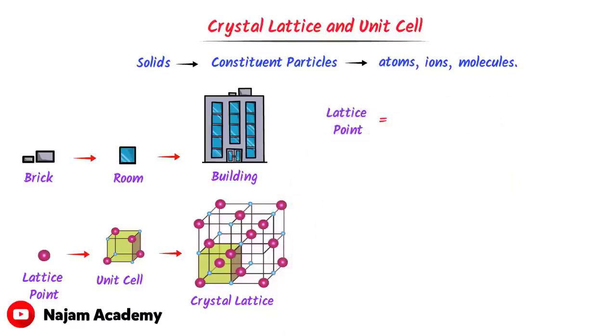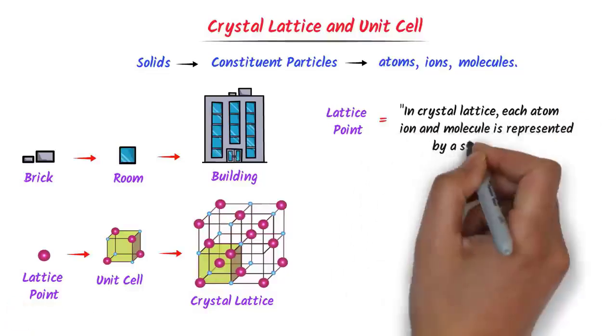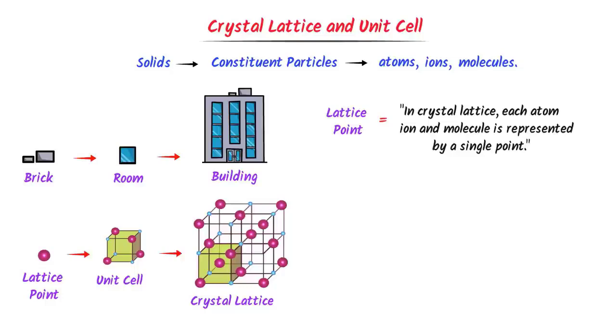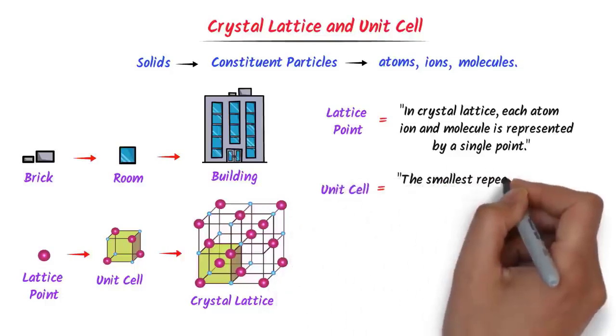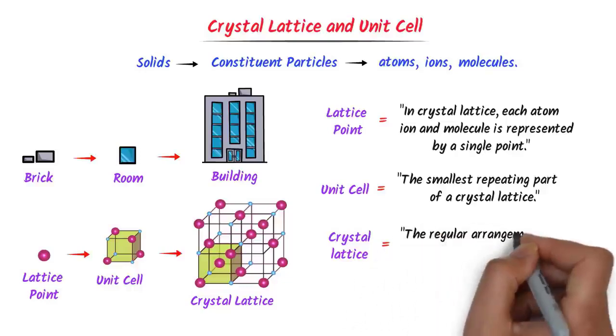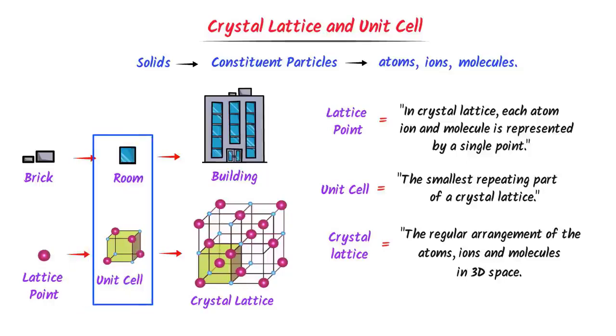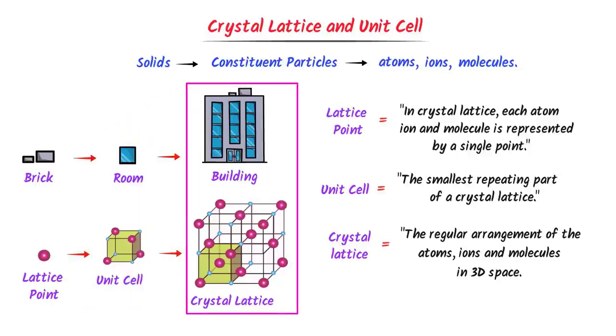Thus we define lattice point as: in crystal lattice, each atom, ion or molecule is represented by a single point, or dot, known as lattice point. Secondly, we define unit cell as the smallest repeating part of a crystal lattice. Thirdly, we define crystal lattice as the regular arrangement of atoms, ions or molecules in 3D space. Thus remember that lattice point is the smallest unit like a brick, unit cell is like a room, and crystal lattice is like a big building.